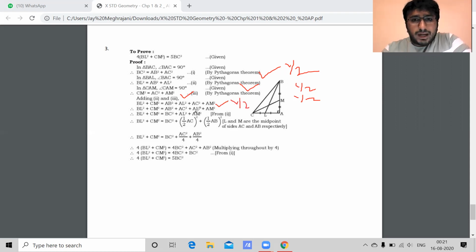Now students, we have to replace AM square by half AB the whole square and we need to replace AL square by half AC the whole square because BL and CM are the medians. If BL is the median, that means L is midpoint of AC. So in place of AL, I can write half AC. If CM is the median, that means M is the midpoint and in place of AM, I can write half AB. If you have written this step correct, you get another half marks. And for solving and simplification, if you have done entire sum correctly, you get another 1 marks. Okay. Another 1.5 marks.